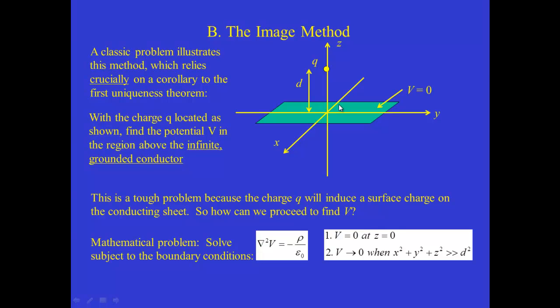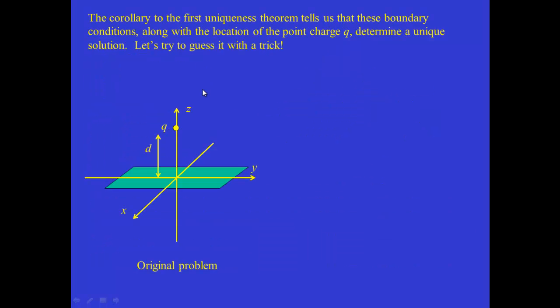So in other words, for a point x, y, z tending toward infinity, the electric potential should go to 0 for that solution. And one of the things about this method is it relies crucially on a corollary to the first uniqueness theorem that we talked about in class. The corollary tells us that these boundary conditions, along with knowing the location of the point charge, determine a unique solution to the potential in this region above the plate.